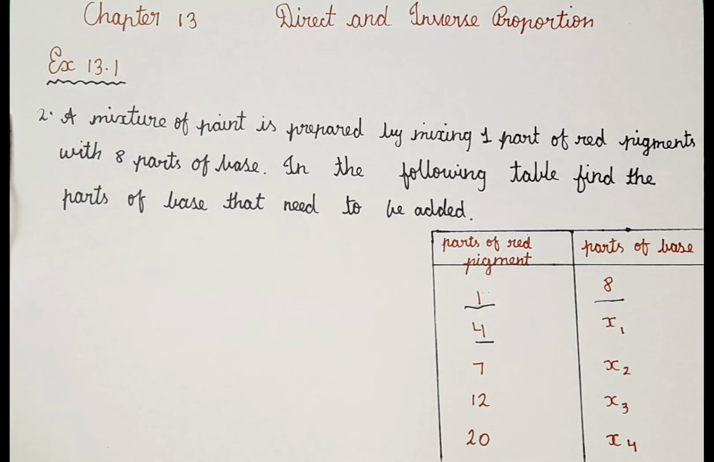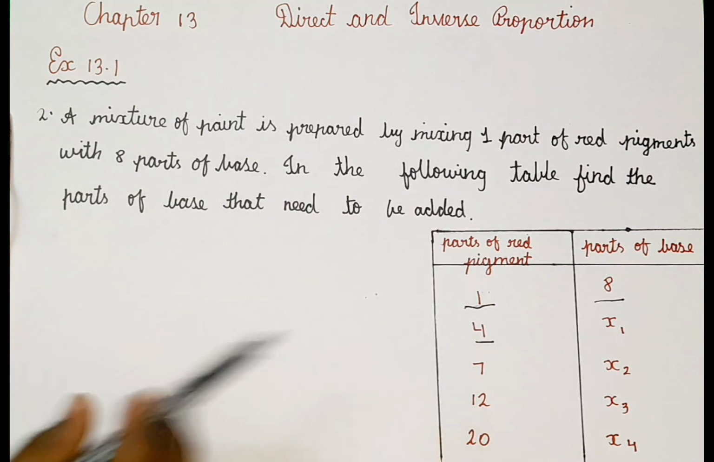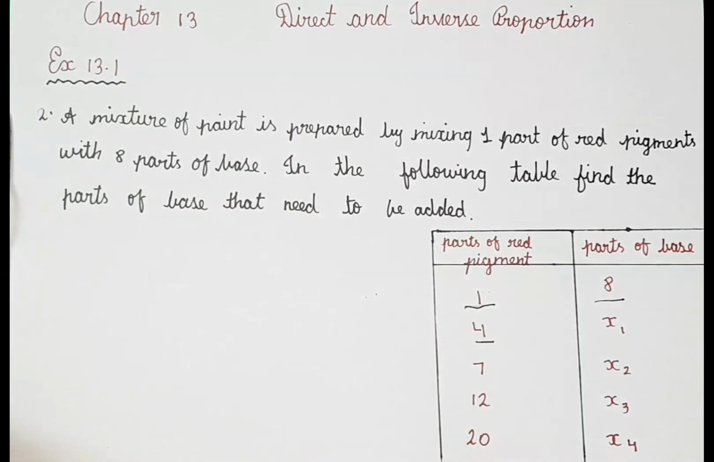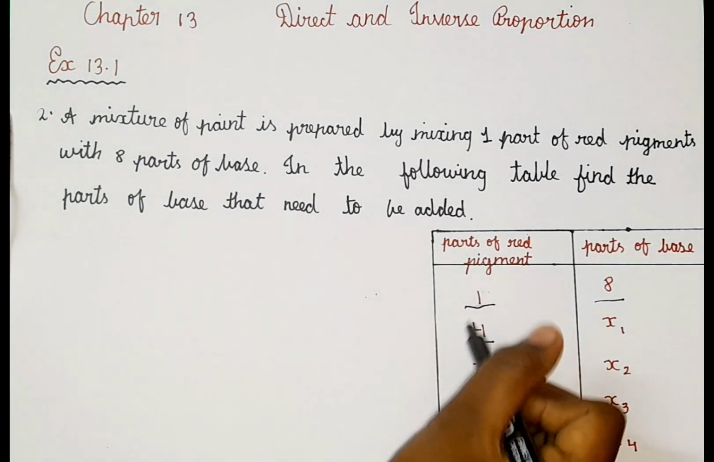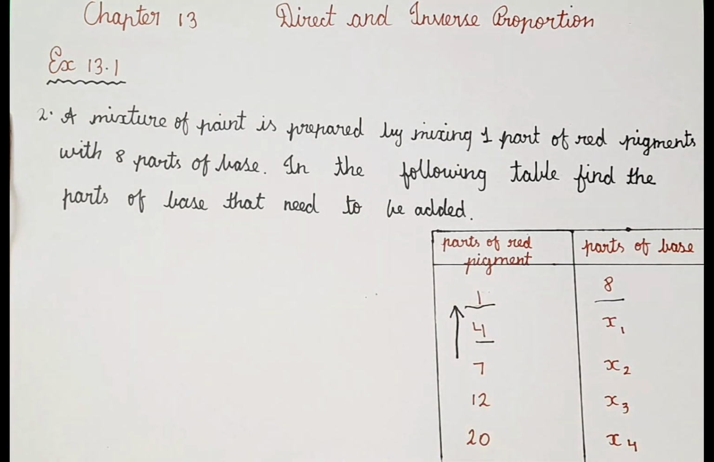Before that, just leave 1 and 8. So 1 by 4. In this, is it increasing or decreasing? Are the numbers increasing or getting smaller? Of course here you can see the numbers are increasing, because after 1, 4 is there, which is a greater number. So on one side it is increasing. The next side we shall check.